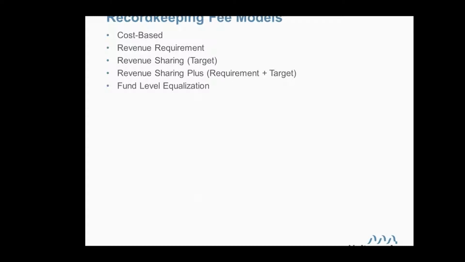So here's the meat of our presentation today. We have 5 basic models. Now your vendor may call them bundled or unbundled. That's not what we're referring to. We're referring to how the models, the fee models, are created and how they operate. So we're going to talk about what we call a cost-based model, a revenue requirement model, a revenue sharing or target revenue model, or a revenue sharing plus, which is a requirement and a target, or fund level equalization. And I'm going to walk you through all of those today.